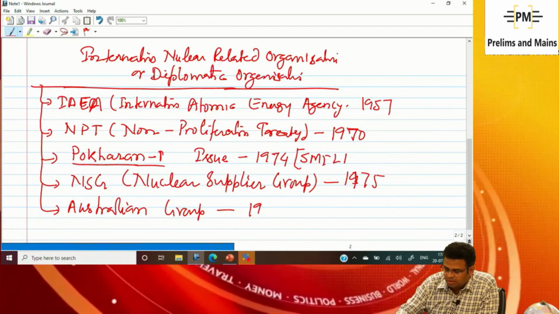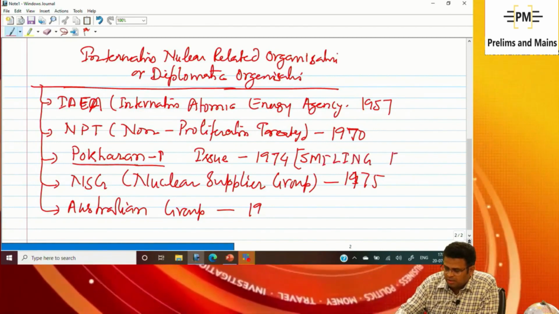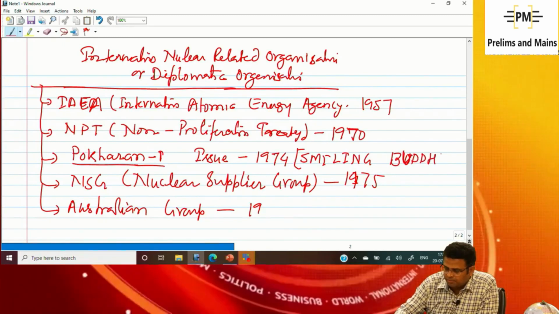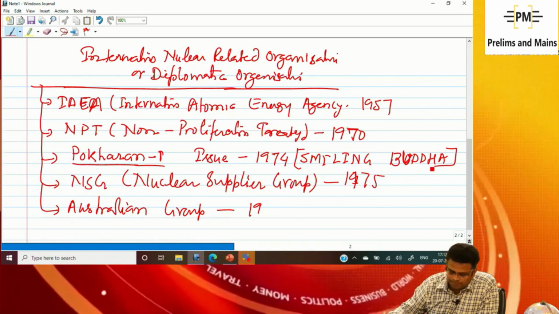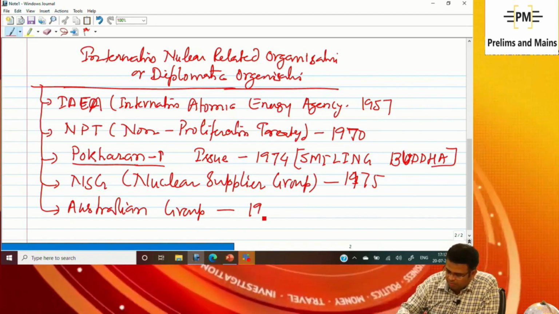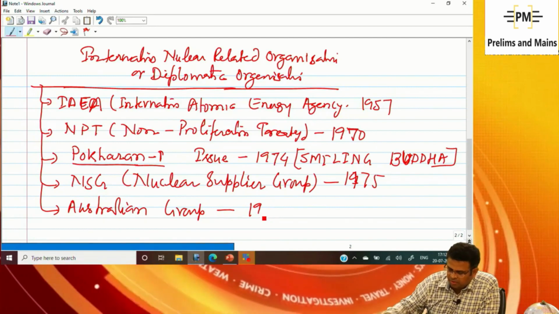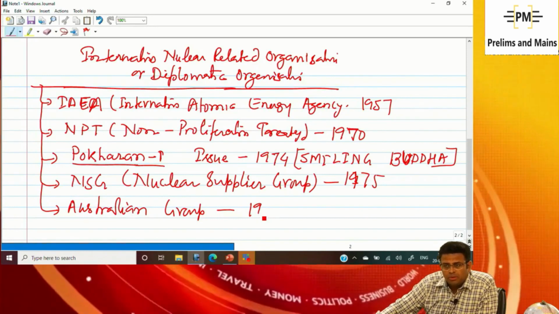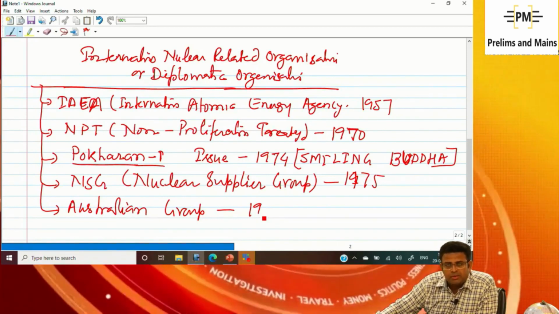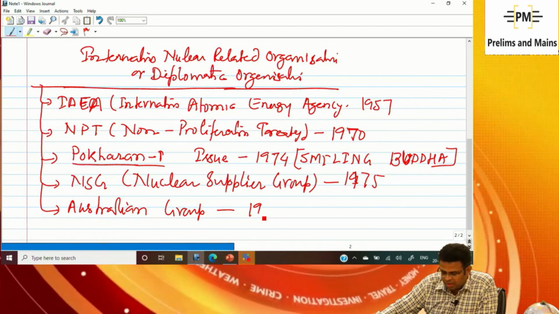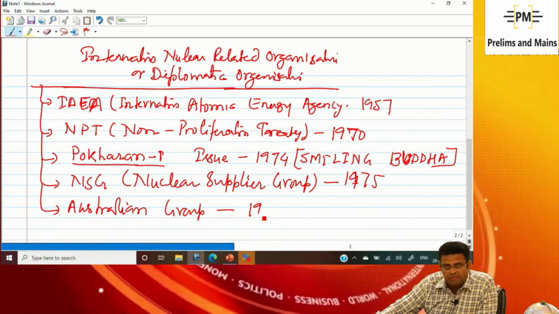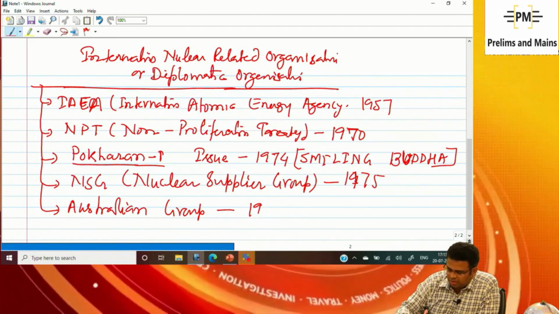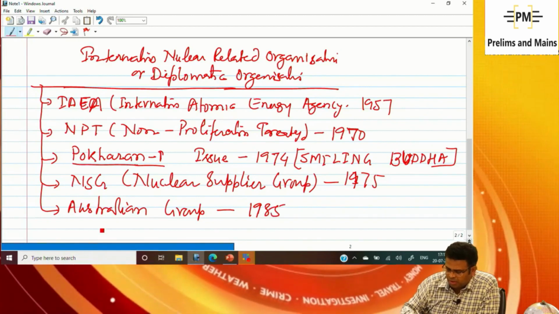It is also known as Smiling Buddha. Australian group, and thereafter NSG Nuclear Supplier Group: just due to the Pokhran 1 done by India, the world community was shattered, and they formed another group. Its name is Nuclear Supplier Group, 1975. And 10 years after the Nuclear Supplier Group, in 1985, the Australian group came.